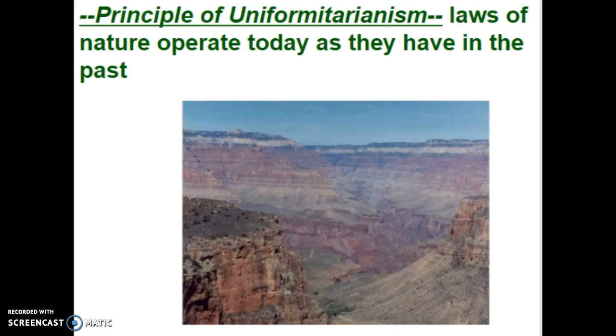The way a shield volcano erupts today is the same way as it would erupt 1,000 years, 100,000 years, 1,000,000 years in the past. Thunderstorms behave the same way. So with uniformitarianism, knowing when some of these geological events happened, we will know how they occurred, because we will assume that they occurred the same way.